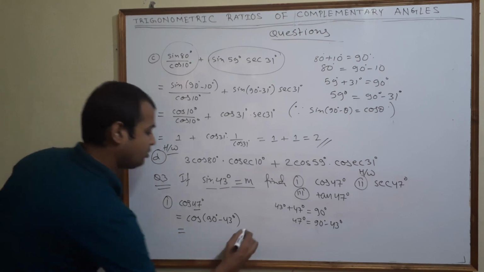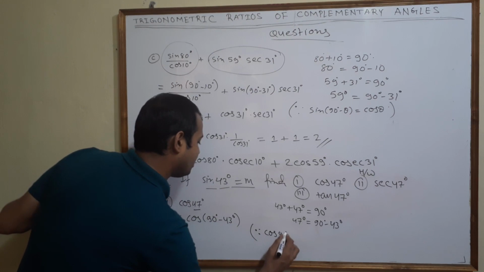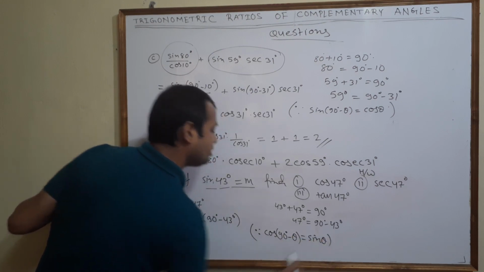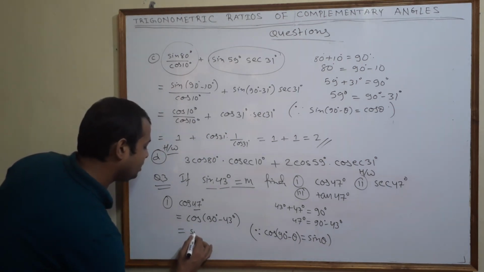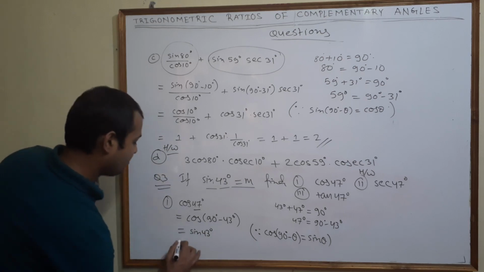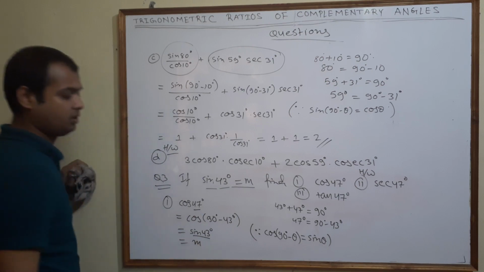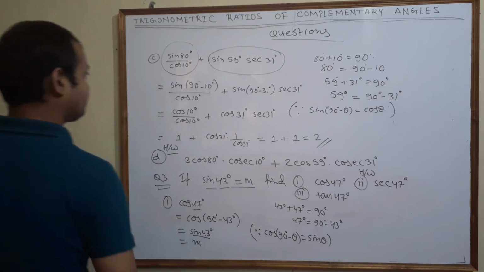Now recall that cos of 90 degree minus theta is equal to sine theta. So this would become sine 43 degree. But sine 43 is equal to how much? m. So you get the value of cos 47 is equal to m.